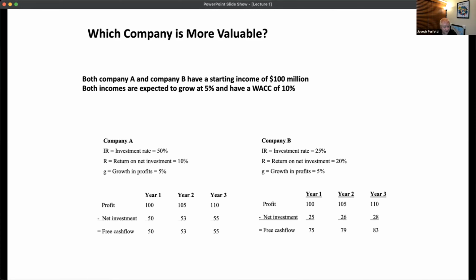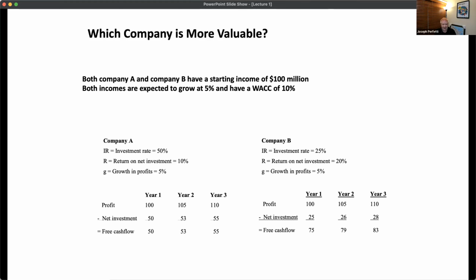Or, there's a big or. Let's say company B invested 50, not 25. Well, they invested the same as A. They invested 50 at a 20% return. Their profit would be 110. It wouldn't be 105. So if they invested the same as A at a 20% return, they'd have higher profits. Higher profits for the same investment equals more free cash flow. In either situation, if you have a higher ROI, you will generate more free cash flow. You will be more valuable. And that's the point. ROIC equals free cash flow.